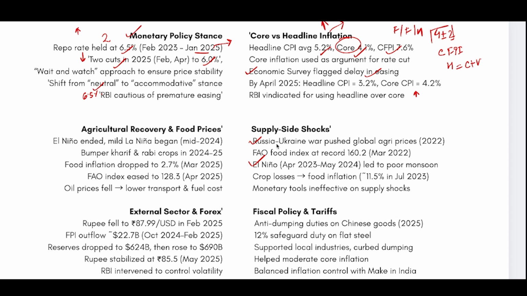Now let's look at the two major supply shocks between 2022 and 2024 that drove up inflation, especially food prices, in India. The first was the Russia-Ukraine war that began in late February 2022. This conflict disrupted global supply chains for key agricultural commodities and energy.